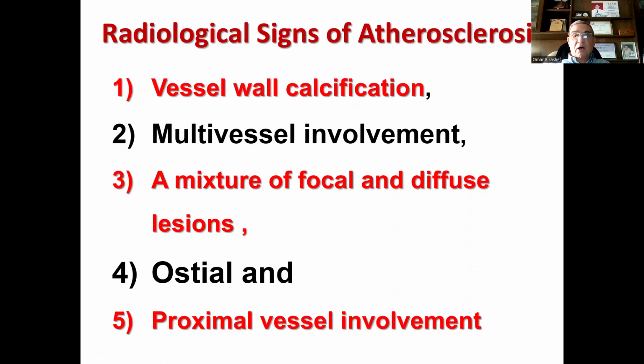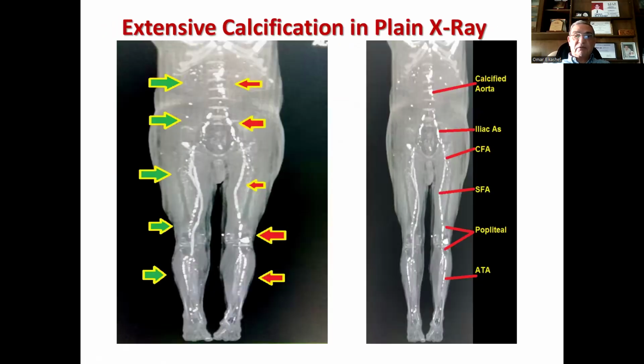So again, what are the radiological signs of atherosclerosis? Vessel wall calcification, multi-vessel involvement, mixture of focal and diffuse lesions, ostial and proximal vessel involvement. As we see here, this is just a plain X-ray with extensive calcification involving the aorta, the common femoral, the superficial femoral, part of the profunda, and the tibial arteries.